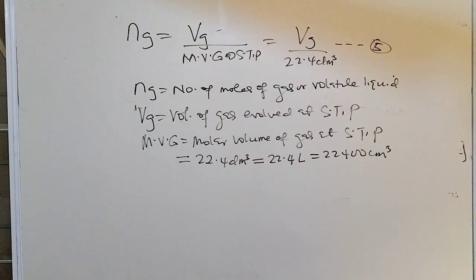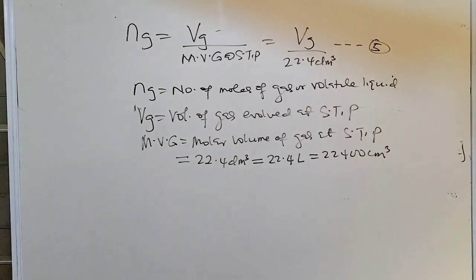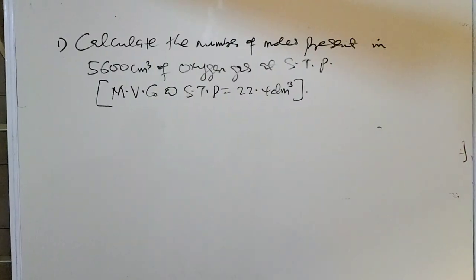So let's take a question here. Look at the question on the whiteboard that says: calculate the number of moles present in 5600 cm³ of oxygen gas at STP, and in brackets we have the molar volume of gas at STP to be equal to 22.4 dm³. So how do we solve this problem?